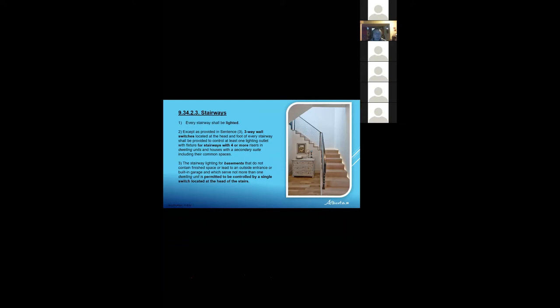And it's not required to have three-way switches or controllers if it's an unfinished basement, or if it's a single entrance that leads to an outside entrance, or a built-in garage serving not more than one dwelling unit. But typically, if you're going to finish the basement, then you'll eventually have to do a three-way controller. Storage rooms provided with lighting and fixture.